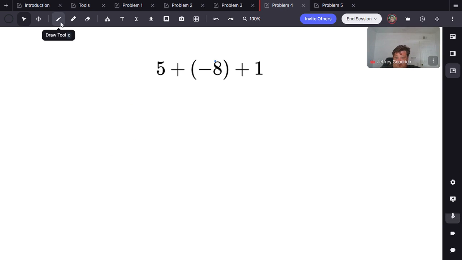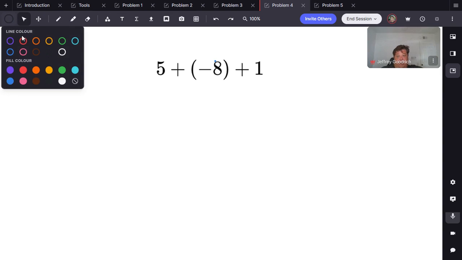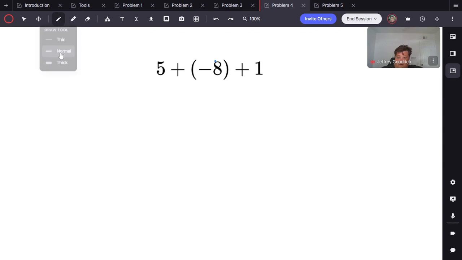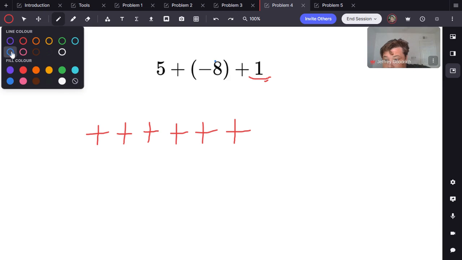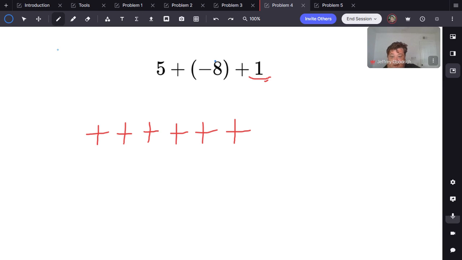All right, so this one here. Now we have five positives. We've got one, two, three, four, and five. And now there's one more positive as well, so we can keep adding to these positives. We got now a total of six positives. And now we also have eight negatives. So we got one, two, three, four, five, six, seven, eight.